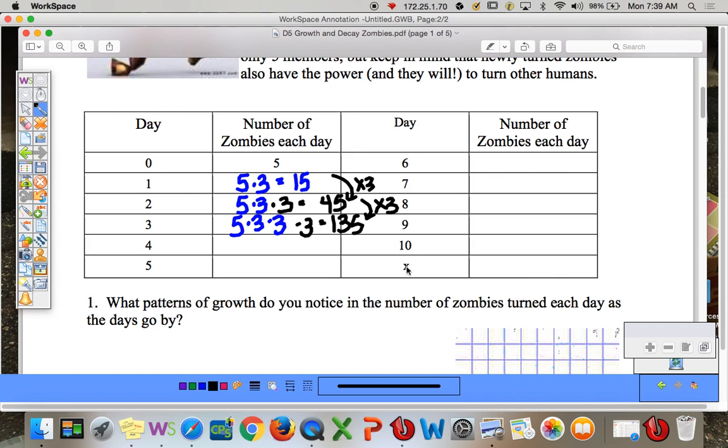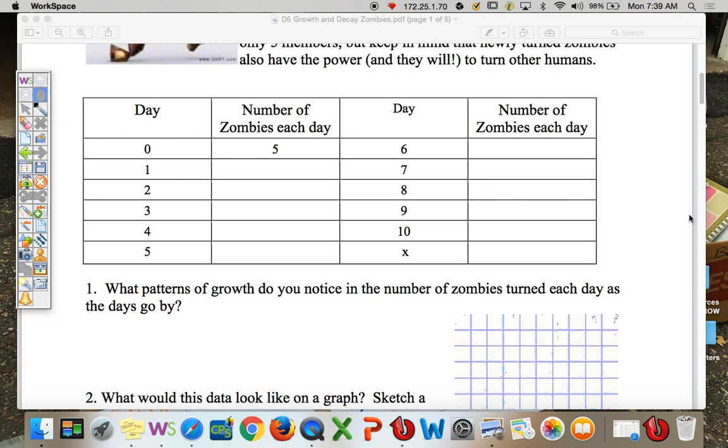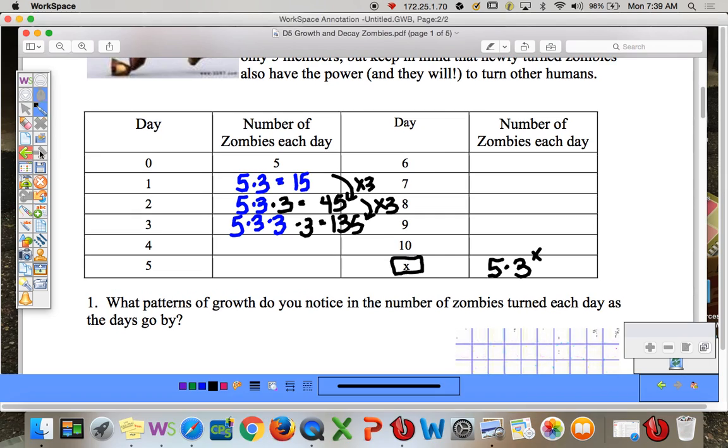And then see if you can find the pattern for X days. Well, if you look for day 1, it was only 1 3. For day 2, it was 2 3s. For day 3, 3 3s. So when we have day X right here, it'd be 5 times 3 to the X power. What patterns of growth do you notice in the number of zombies turned each day as the days go by? Well, you can see it's being multiplied by 3 for every day.